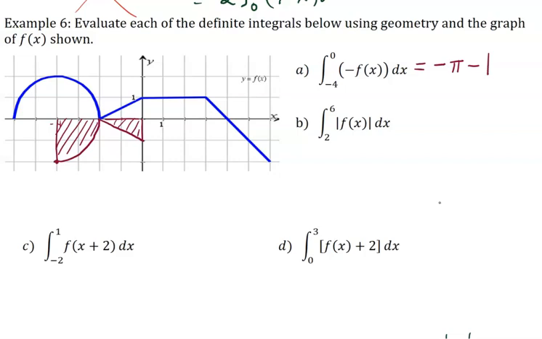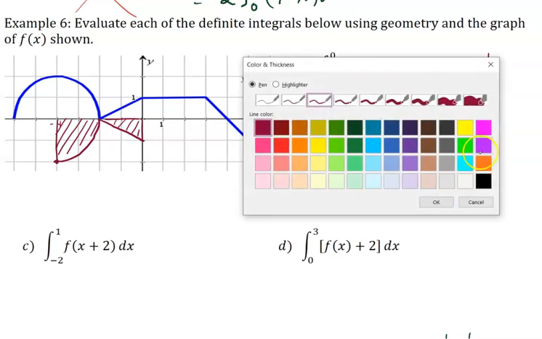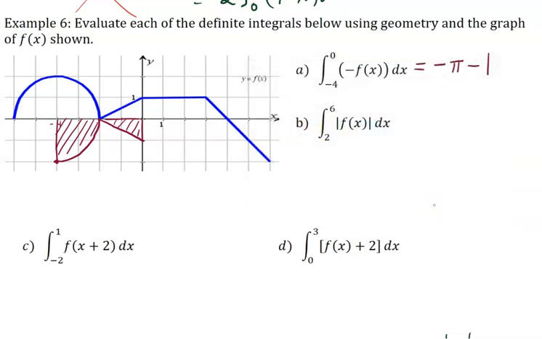The second one, we're doing the integral from 2 to 6 of the absolute value of f of x. So I need to see how that absolute value transforms this function. Let me switch colors again, do orange here. So we're going from 2 to 6, okay? Absolute value takes anything negative and it makes it positive. So this piece right here gets flipped up to here, reflecting it.